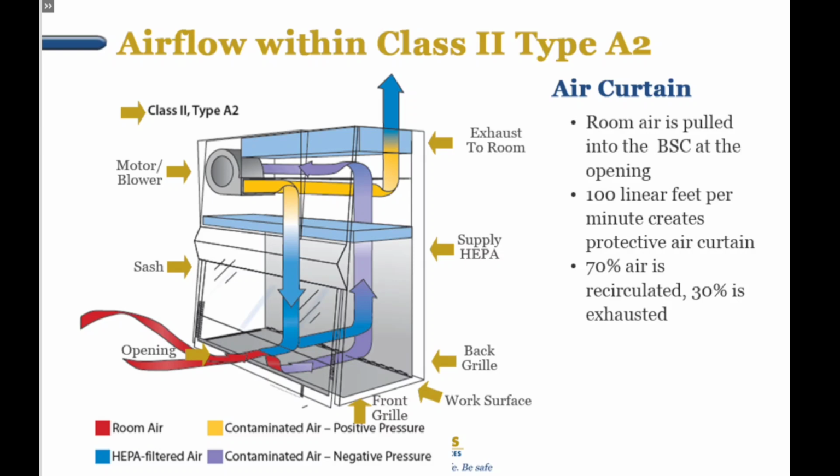This delicate curtain of air can easily be disrupted. If this happens, personnel, product, and environmental protection is lost. Once air enters at the opening, it is immediately drawn down under the work surface. The air then travels up the back plenum, where it is either HEPA filtered and exhausted out of the cabinet, 30% of air is exhausted, or recycled into the work surface through the supply HEPA filter. 70% of air is recirculated in this way.